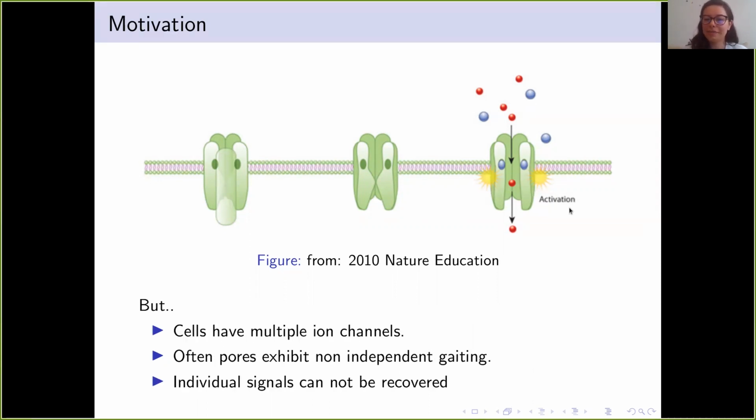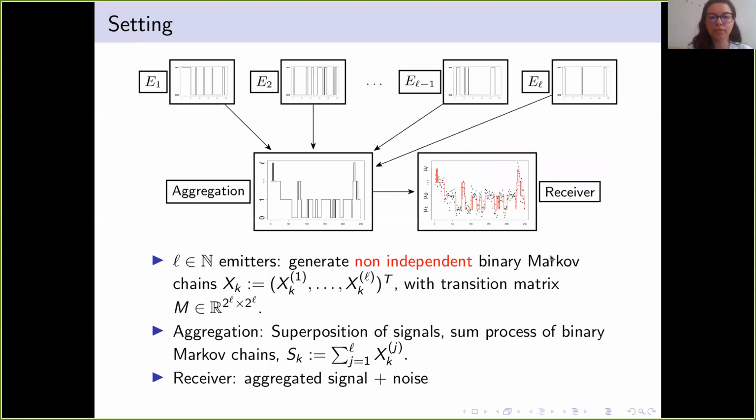But the problem is that cells usually have multiple ion channels. And these channels often are non-independent. So they have non-independent gating. And in the experiments that we make, we cannot recover completely when one channel is open or closed, but just a superposition of all the signals of these proteins.